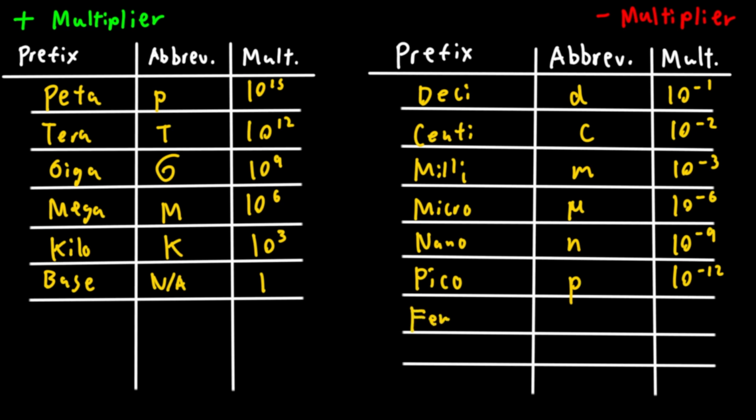Femto is abbreviated with F and has a 10 to the power of negative 15 multiplier. Atto, however you're supposed to pronounce this, is abbreviated with an A, and this has a 10 to the power of negative 18 multiplier. Zepto is abbreviated with a Z, and this has a 10 to the power of negative 21 multiplier.